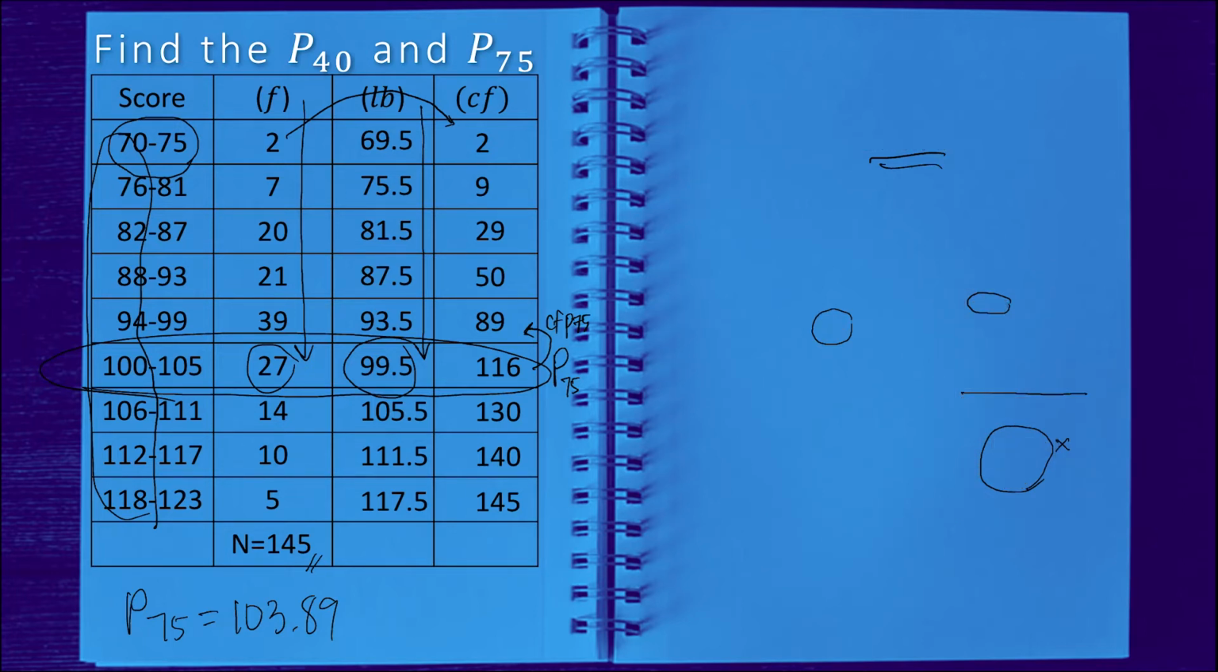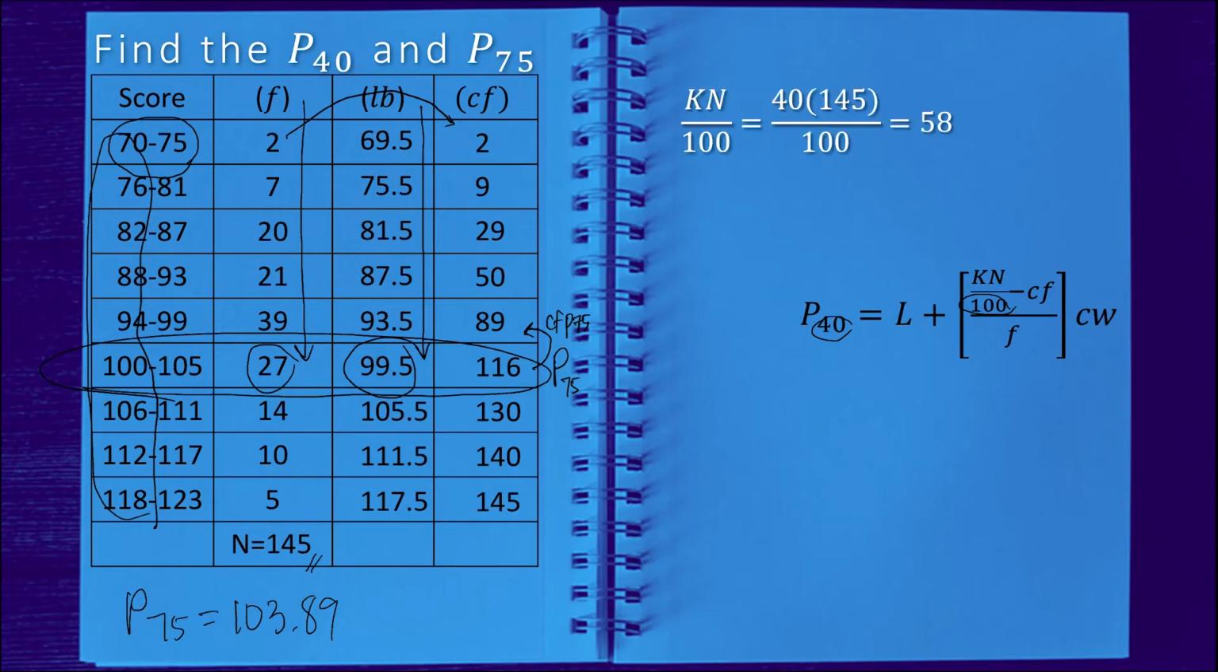Burahin muna natin itong mga sulat. Yan po, P sub 40. Again, 100 po yung gagamitin natin na value ng i, dahil hinahanap natin is percentile, the 40th percentile. Now, the value of k nagbago din because 40th percentile yung hinahanap natin. That's 40. 40 times 145 over 100, that is 58.